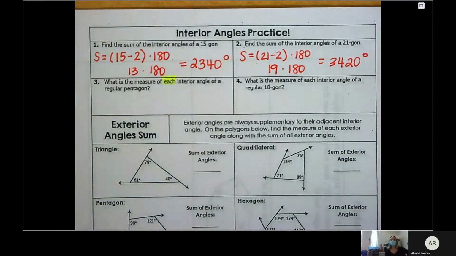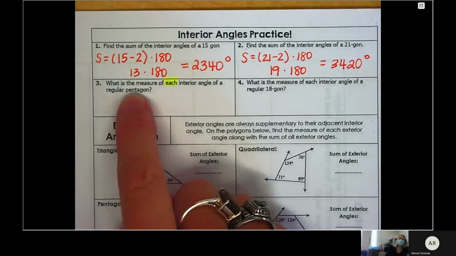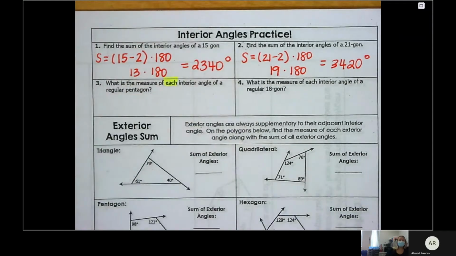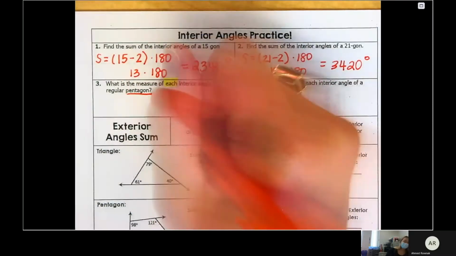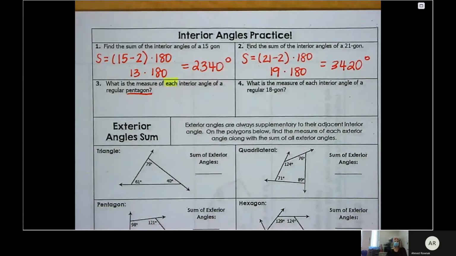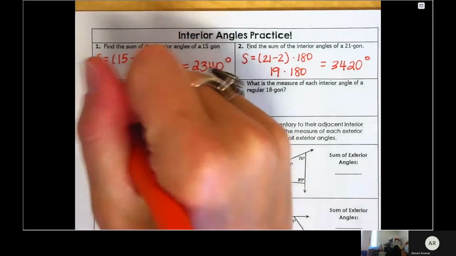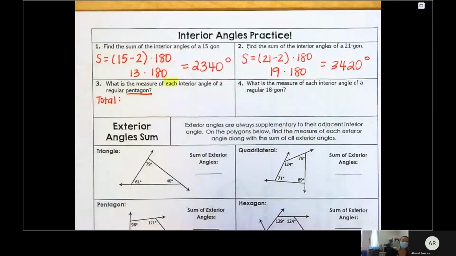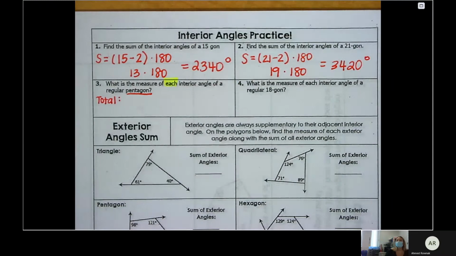Okay, now first thing I'm going to do says pentagon. How many sides are in a pentagon? 5 sides. Pentagon is 5 sides. Now, first thing I'm going to do is figure out the total degrees in a pentagon. How do I figure that out without looking at the chart? What would I have to do to find the total sum?